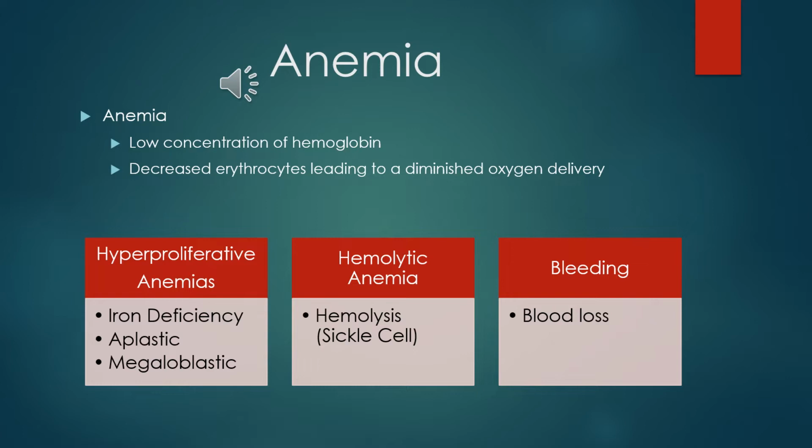Hyperproliferative anemia, which is a deficit in the production of red blood cells. Bone marrow can simply just not produce enough erythrocytes. Hemolytic anemia, which is a premature destruction of red blood cells. And then bleeding, which results from blood loss, generally from the GI tract.